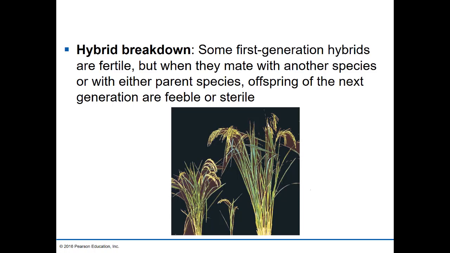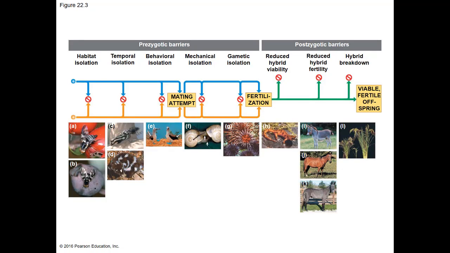Hybrid breakdown. So some first generation hybrids are fertile, but when they mate with other species or with their parent species, the offspring become sterile or feeble. So as future generations of these hybrids develop, they eventually wane out because they're unable to survive. That's hybrid breakdown.